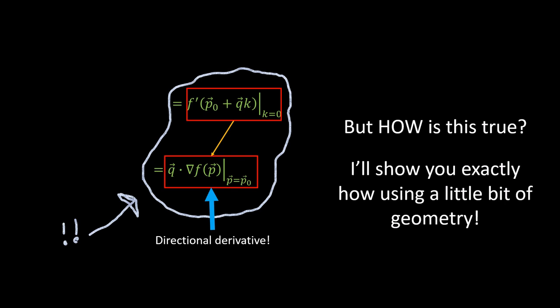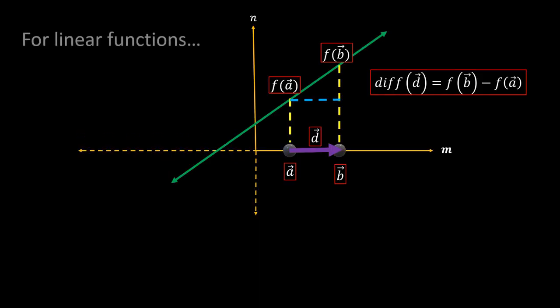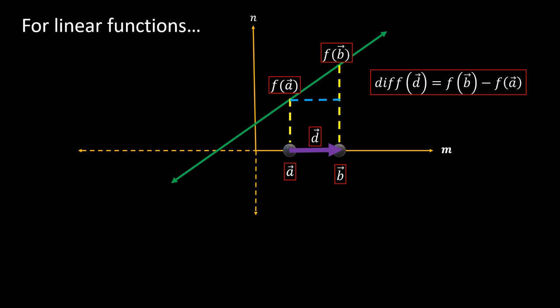Alright, so how exactly is this true? I'll show you exactly how using a little bit of geometry. We have this setup over here, and it's a linear function where we have a point A and B expressed as vectors, and we have the corresponding outputs f of A and f of B.